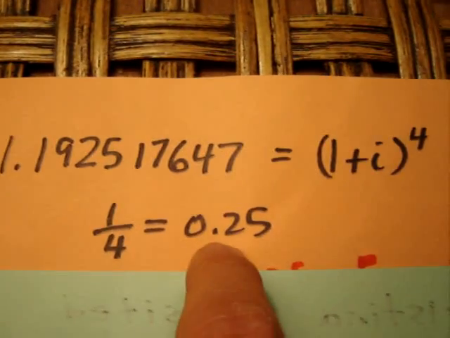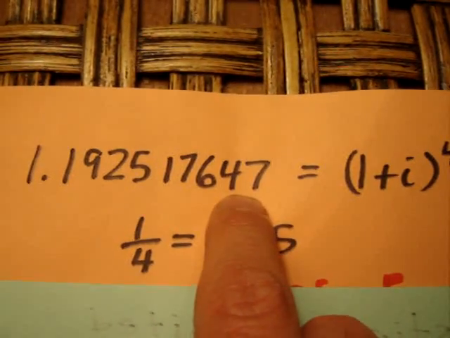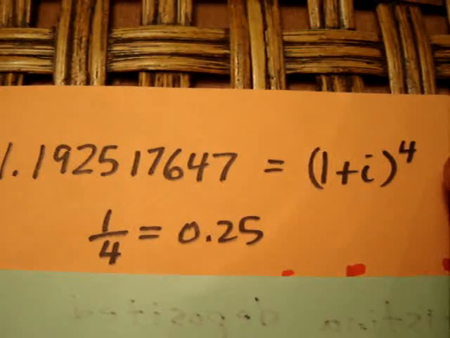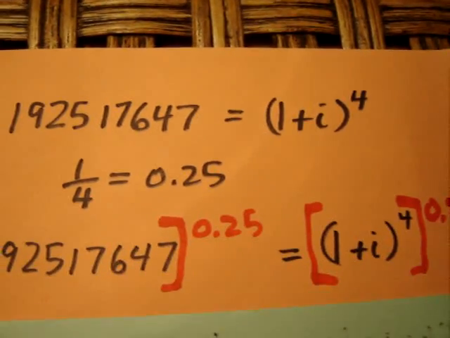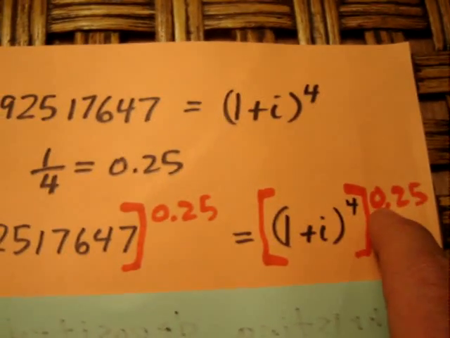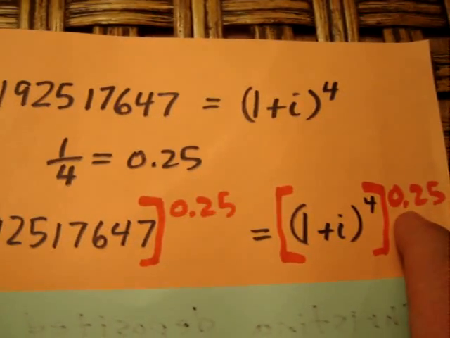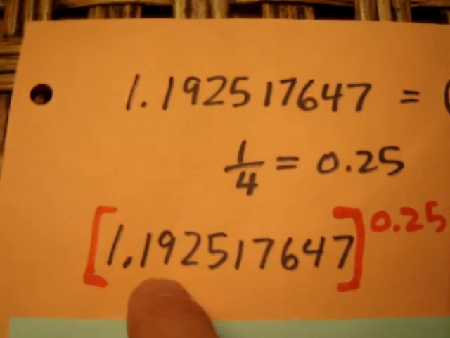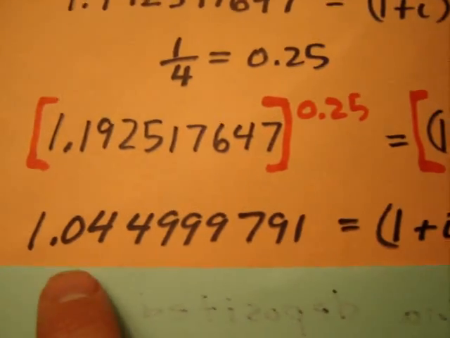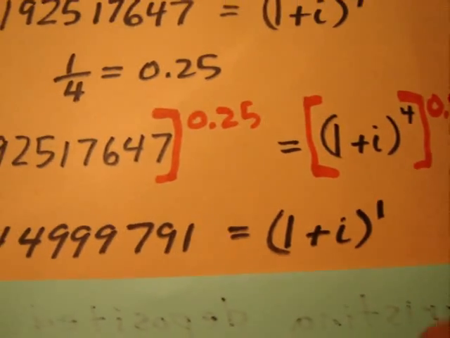We know that 1/4 equals 0.25. So we're going to raise this entire left-hand side to the exponent 0.25 and raise the entire right-hand side to the exponent 0.25. Why? Because what that does is sets up a power rule where 4 times 0.25 is 1, and we have 1 plus I to the exponent 1 on the right-hand side. We're making it simpler. Now this is a number that needs to be calculated by a calculator likely, and we get 1.044999791 equals 1 plus I to the exponent 1.